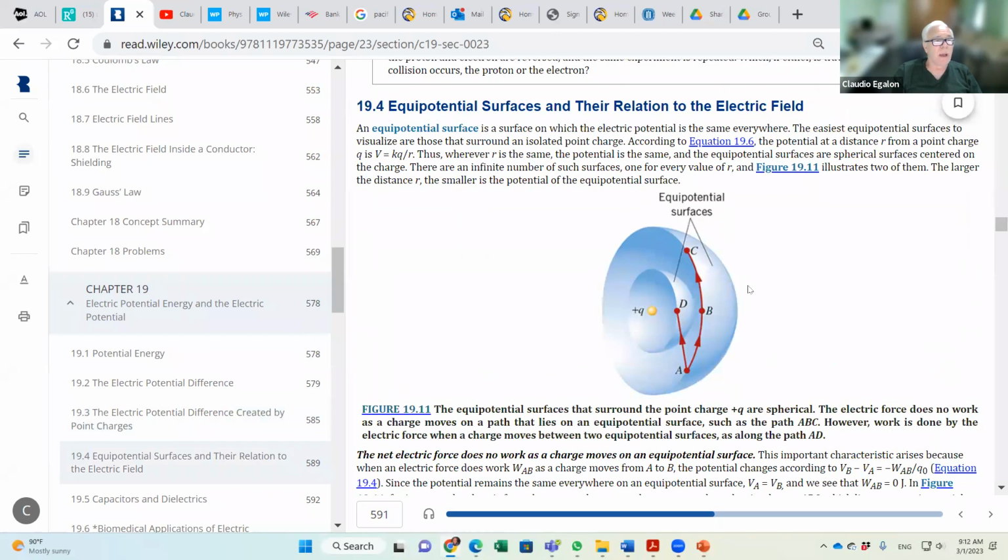Okay, electric potentials, equipotential surfaces in relation to the electric field. We discussed that in the first lab, and we're going to do something similar today. If you have a point charge, you're going to have equipotential surfaces around the charge, and the electric field is going to be normal to these surfaces. And normal means what? Normal means perpendicular to a surface that's tangential to this equipotential surface.